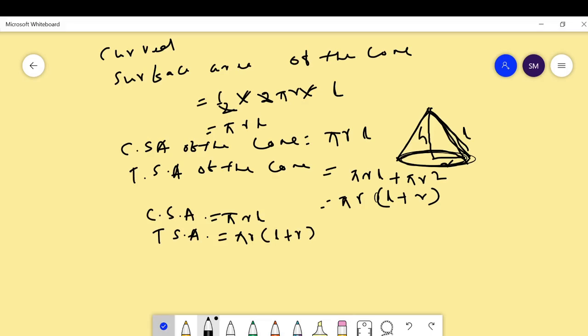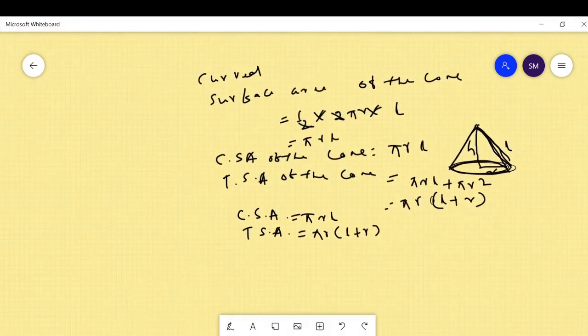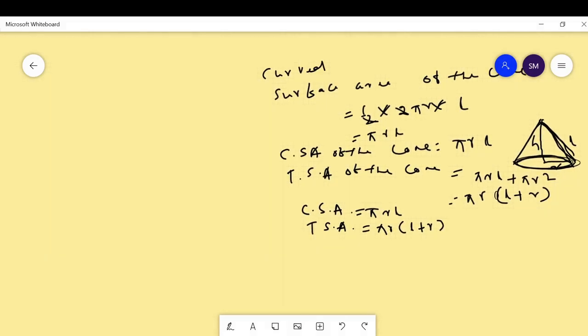Then continue with this. I have already told you, knowing only the formula is not sufficient for you. Please practice a variety of questions. Here let us try some examples.